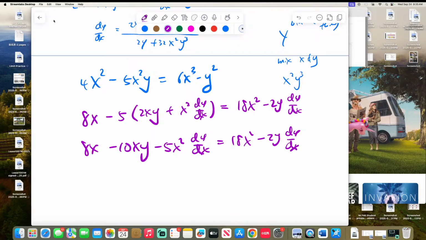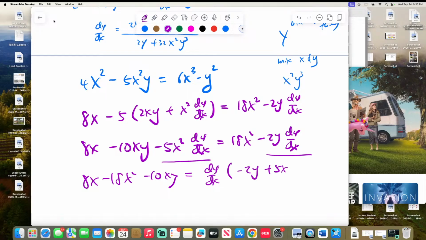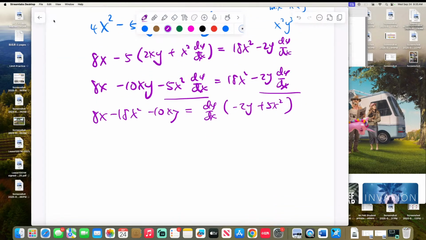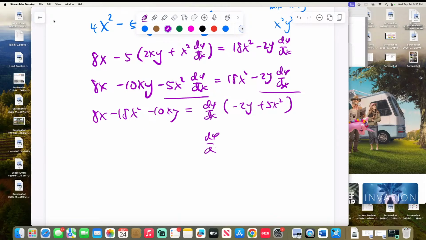So I'm going to move the 18x squared to this side. So 8x minus 18x squared minus 10xy. And I'm moving everything to the other side. This and this, I'm going to focus on one side. So I'm going to factor dy dx while at it. So it's going to be negative 2y plus 5x squared. Is that okay? I factor out, I do all the same steps. So dy dx is equal to 8x minus 18x squared minus 10xy over negative 2y plus 5x squared.